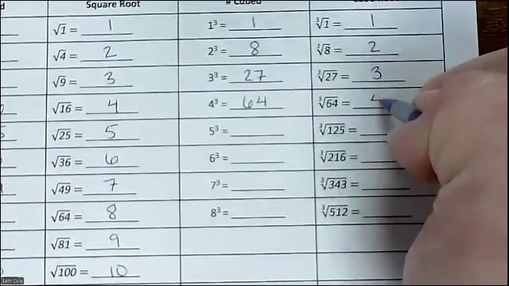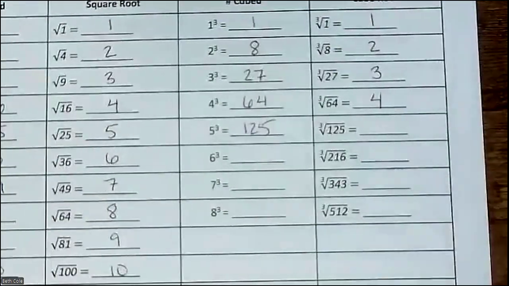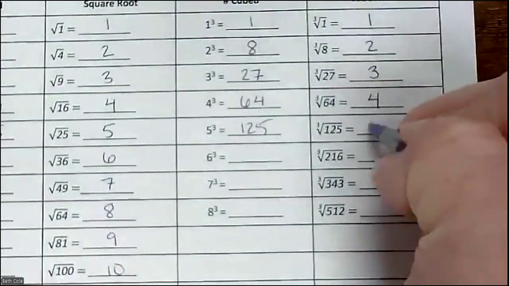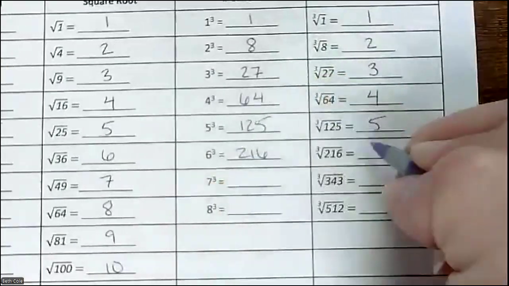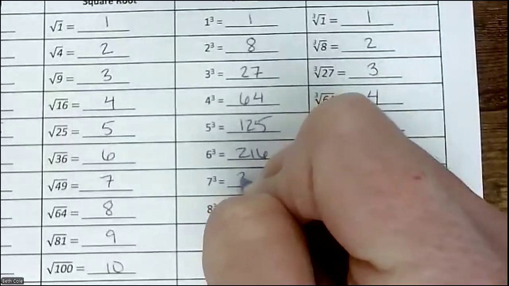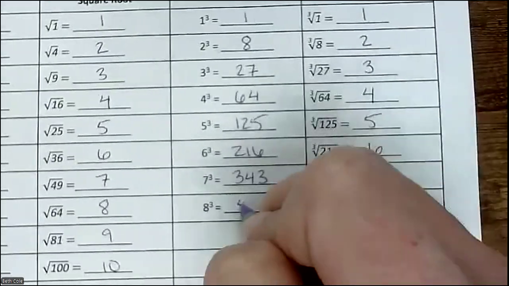But 4 cubed is 64. The cube root of 64 is 4. 5 cubed, 5 times 5 times 5, is 125. The cube root of 125 is 5. But you do need to know some of these numbers. And if you don't know them, that's okay. You can type it in your calculator.